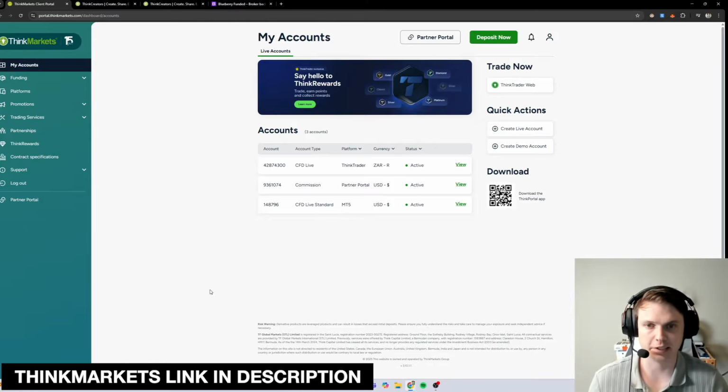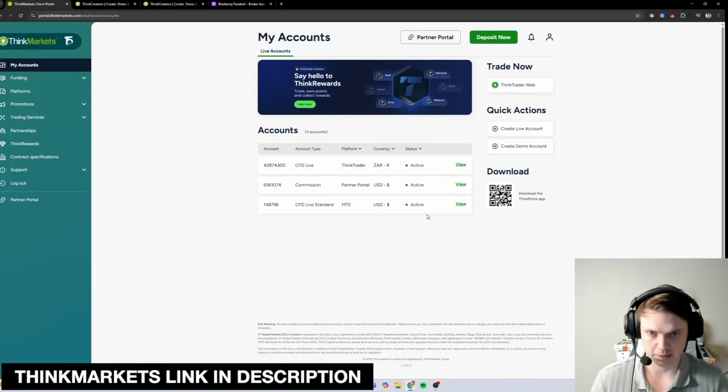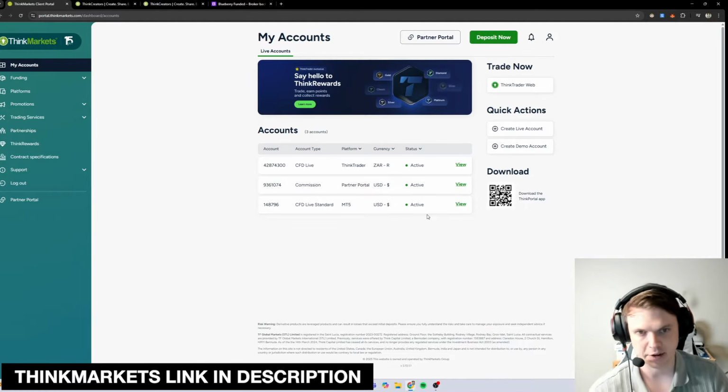Guys, ThinkMarkets has recently launched their own synthetics, and it's very nice to trade. I really suggest you go check it out if you haven't already. When you are on your dashboard over here, the best way to trade ThinkMarkets synthetics is with their own platform called ThinkCreators. ThinkCreators is like TradingView where you can place trades. It looks like TradingView, you can analyze it like TradingView, and you can place trades on it.